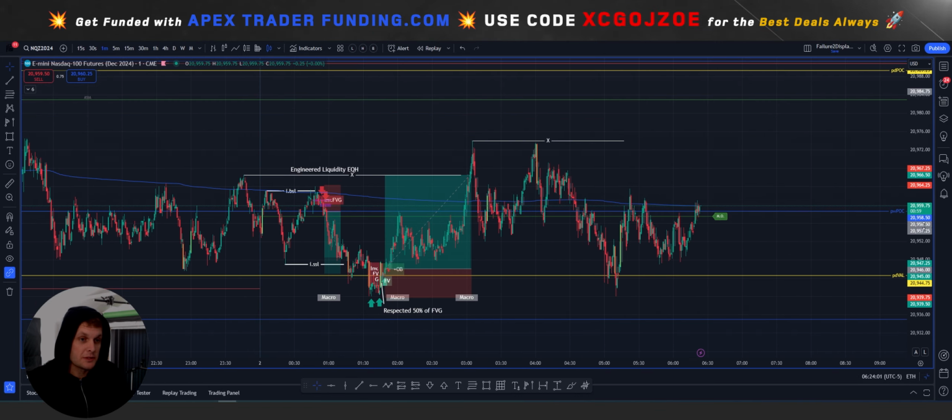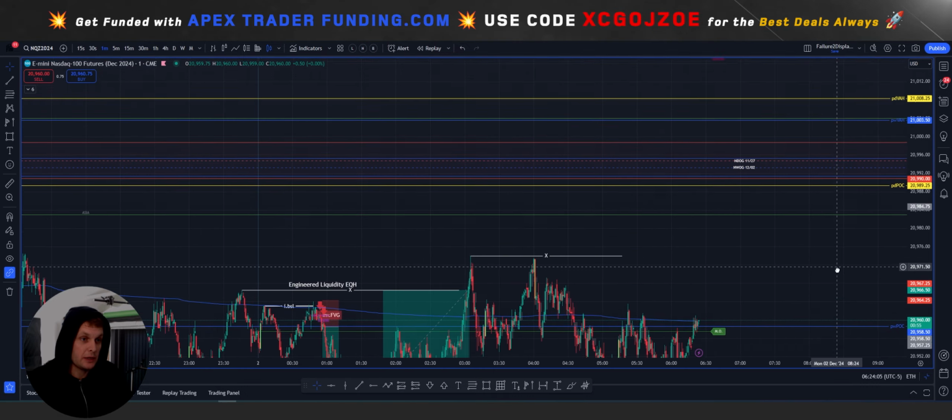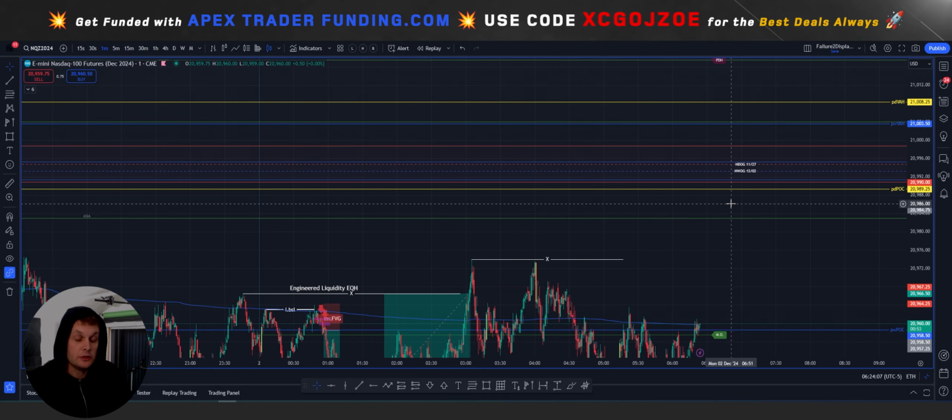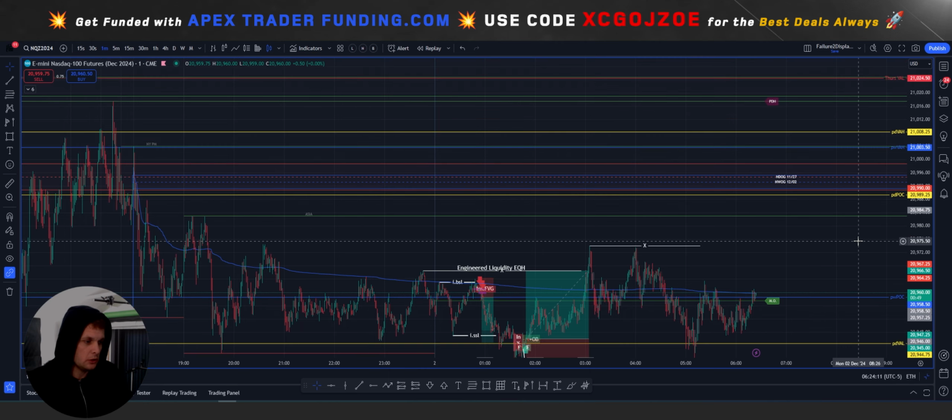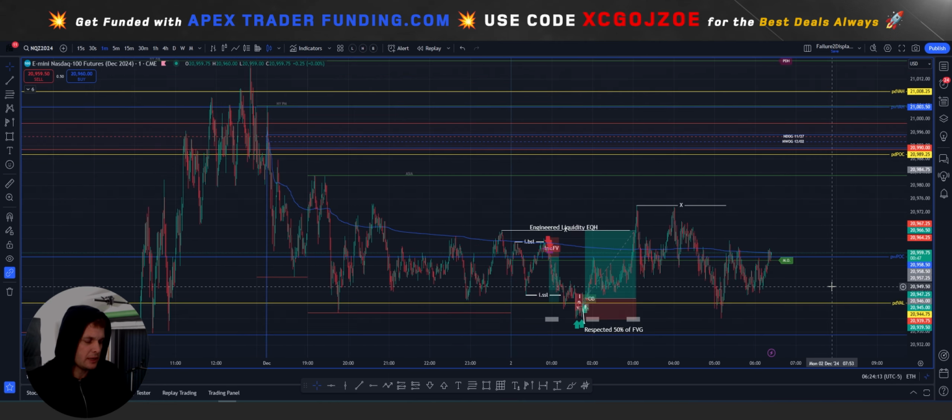So those are the main levels that we're looking at then, just to recap. Previous day's value area, previous week's value area, and then where is the new day opening gap in relation to price? Is it above or below current price?